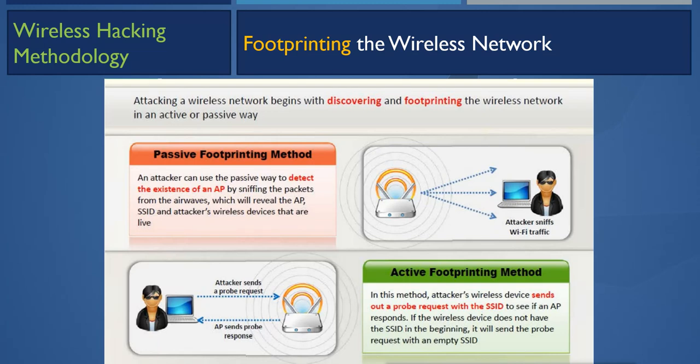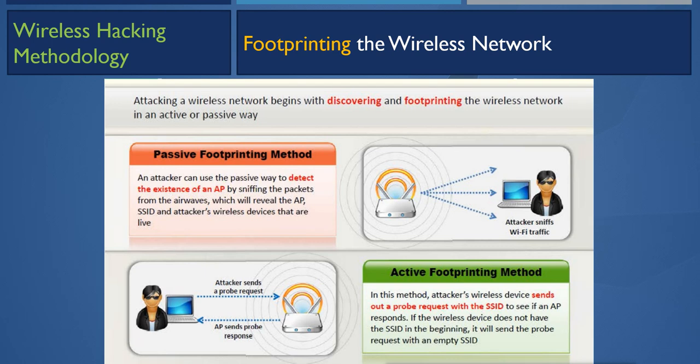So we have two ways of doing the footprinting for the wireless network: first is active and the other is passive. In the passive footprinting method, an attacker can use the passive way to detect the existence of an AP by sniffing the packets from the airways, which will reveal the AP SSID and the attacker's wireless devices that are live. In the active footprinting method, the attacker's wireless device sends out a probe request with the SSID to see if an AP responds, and if the wireless device does not have the SSID in the beginning, it will send the probe request with an empty SSID.